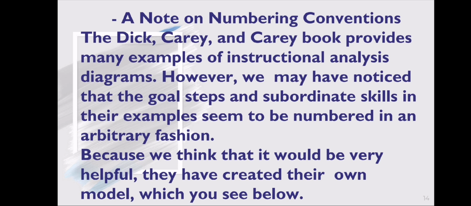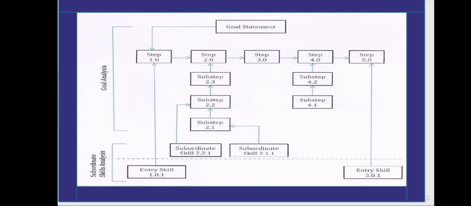A note on numbering conventions, the Dick, Carey, and Carey book provides many examples of instructional analysis diagrams. However, we may have noticed that the goal steps and subordinate skills in their examples seem to be numbered in an arbitrary fashion. Because we think that it would be very helpful, they have created their own model, which you can see below. The main steps are numbered from left to right using whole numbers with one decimal place. Example 1.0, 2.0, 3.0, 4.0, and many more.